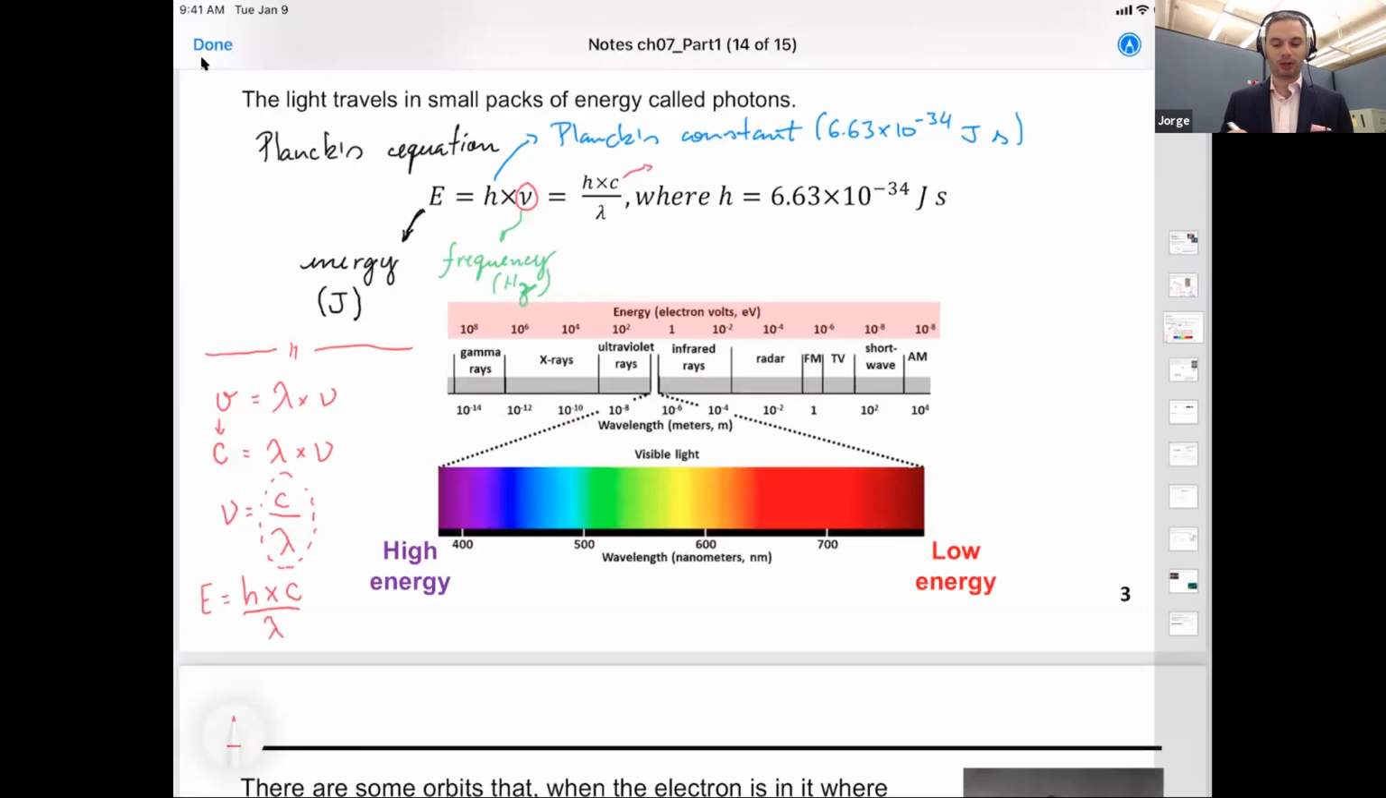So let's note here in the second equation, c is the speed of light, and that's 3 times 10 to the 8 meters per second in the air or in the vacuum. And lambda is the wavelength, in the international system, that's in meters. So those are the two ways to calculate the energy that a wave transports using the Planck equation, either using just the frequency of the light or a combination of the speed of the light over the wavelength.